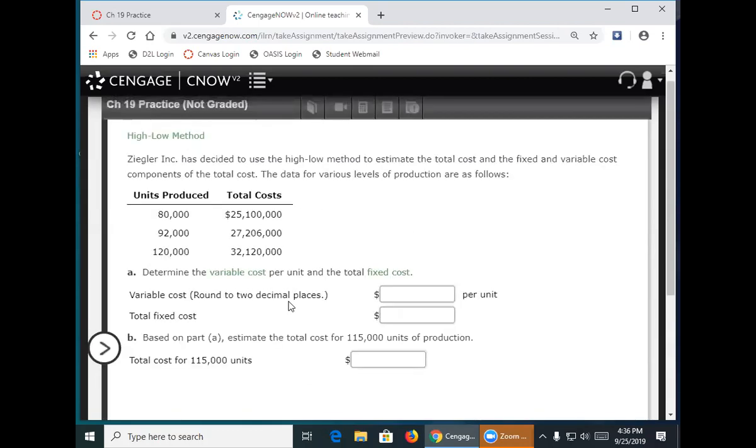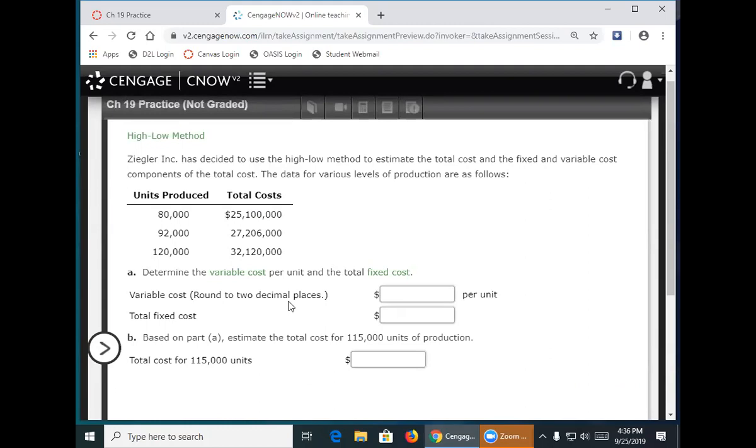Okay, let's go to the next one. So on this next one, what we're trying to calculate is, given the units produced and the total costs, we're going to determine the variable cost per unit and the total fixed costs.